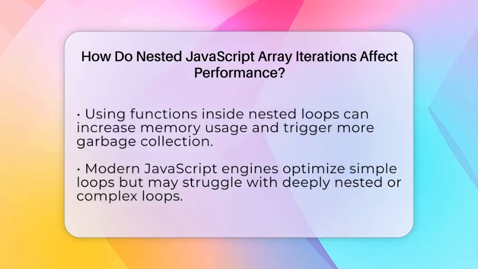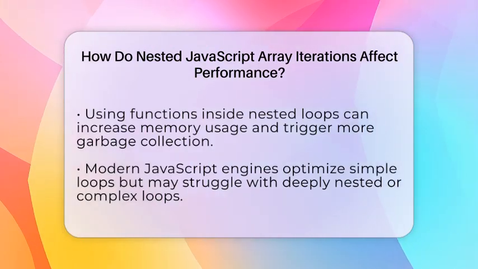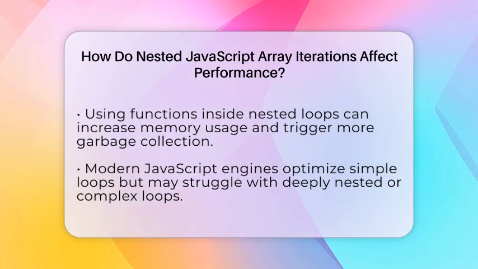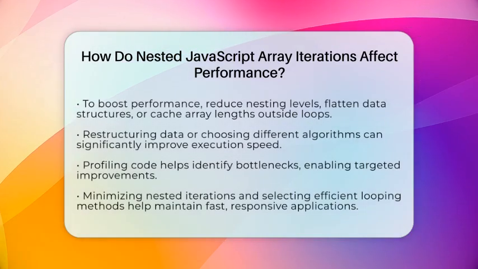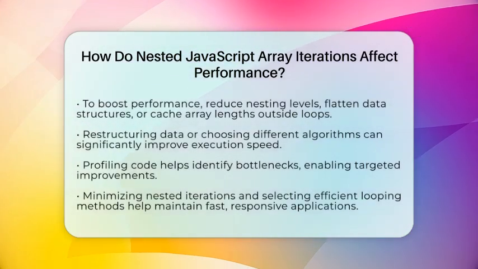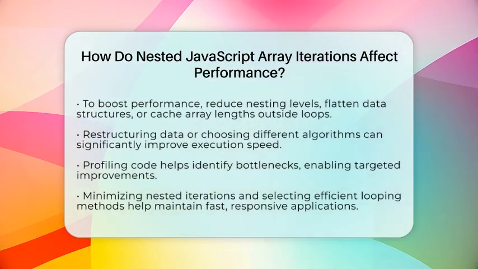To improve performance, you can try to reduce nesting levels or flatten your data structure. Caching array lengths in loop conditions can also help, as it prevents recalculating the length every time. Moving calculations outside of inner loops reduces work during each iteration. Sometimes restructuring your data or using different algorithms can make a big difference. Profiling your code helps identify where the bottlenecks are, so you can test different approaches.